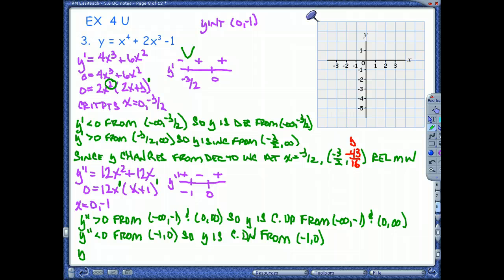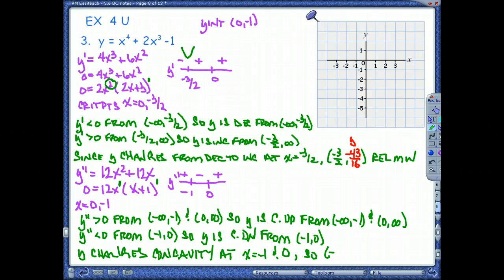Now y does change concavity. Y changes concavity at x equals negative 1 and 0.